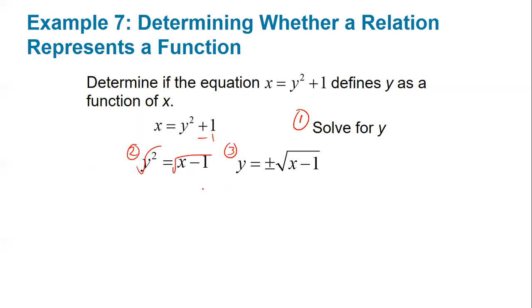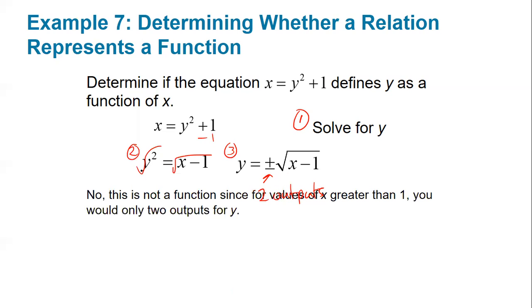What happens when you take the square root of something? You get a plus or minus. It produces two outputs, right? So this means I have two outputs. And if I'm a function, can I have two outputs? No. So this is why it's not a function. It's not a function because when I get y by itself, I'm going to have more than one output.